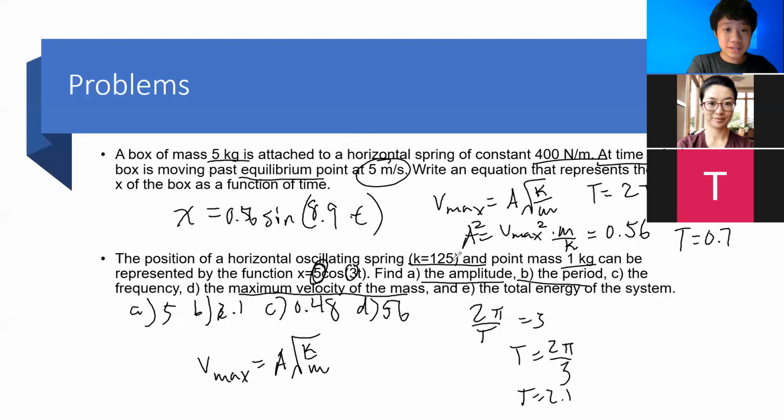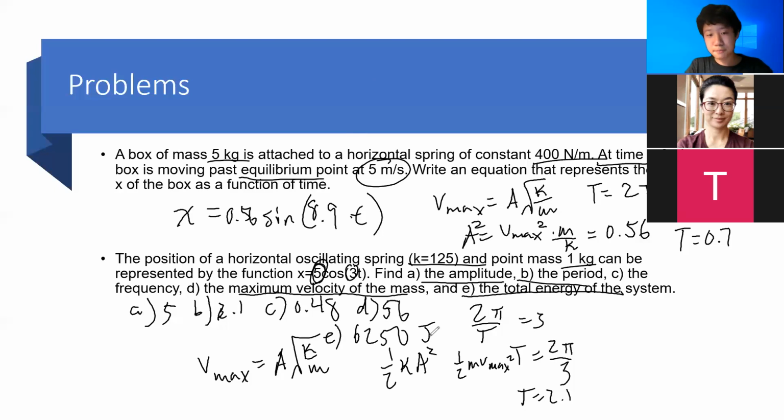The total energy of the system is given by either 1/2 k A squared or 1/2 m v max squared. You can choose whichever one you know. You already know v max, you already know A, so you're going to get the same value. So 125 times 5 times 5 times 0.5. You're going to get 6,250 joules. All right, any questions?